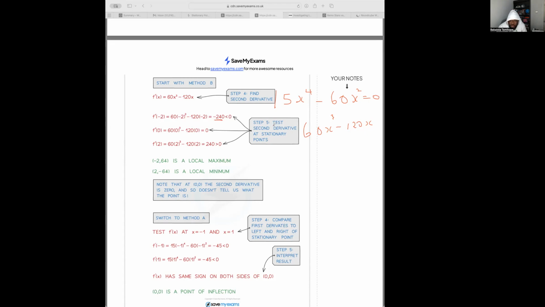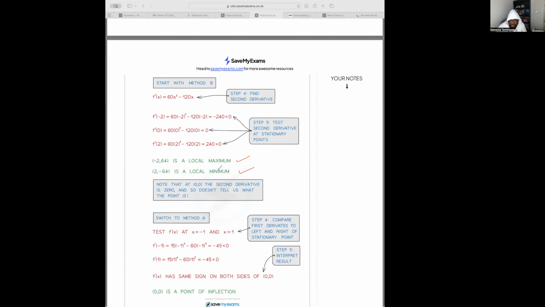So that's what this was to test: the second derivative at stationary points. For x equals 0, you get 0 there too. For 2, you get 240. That means that the first one, minus 2, is going to be the local maximum, while 2 is going to be the local minimum. How do you know that?